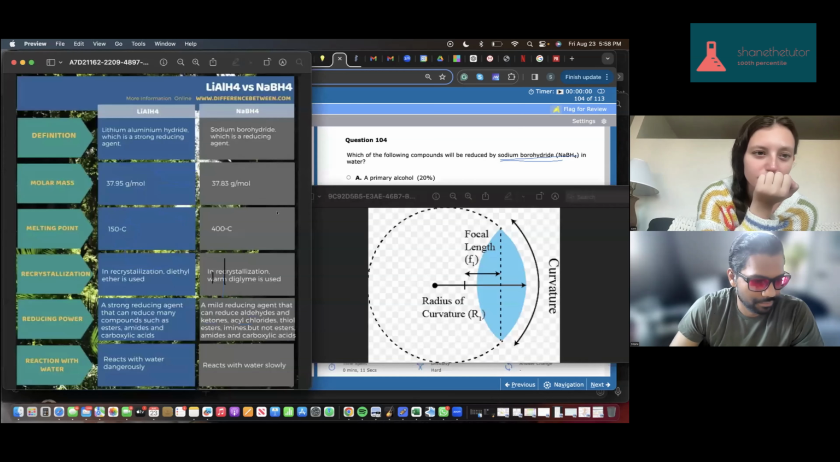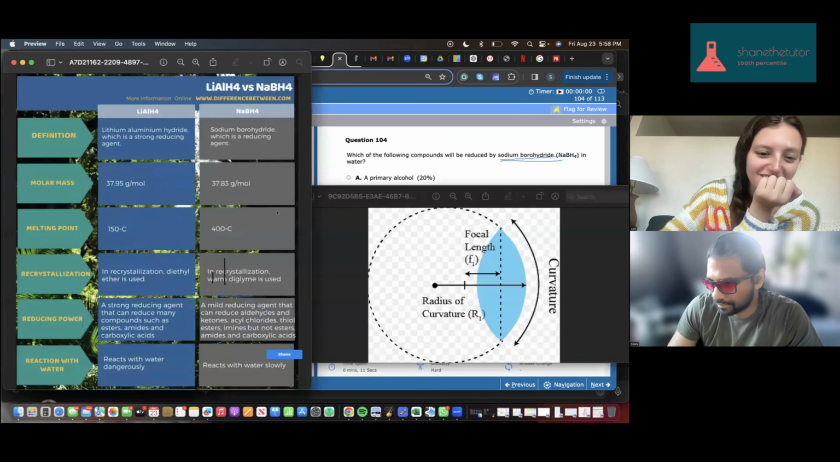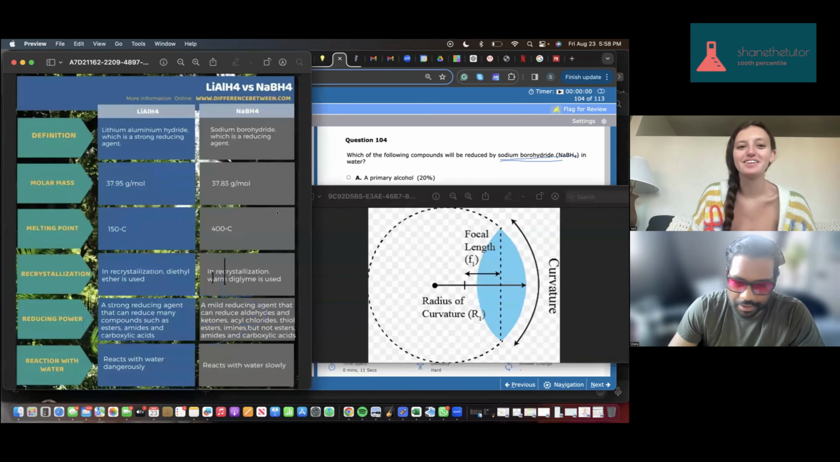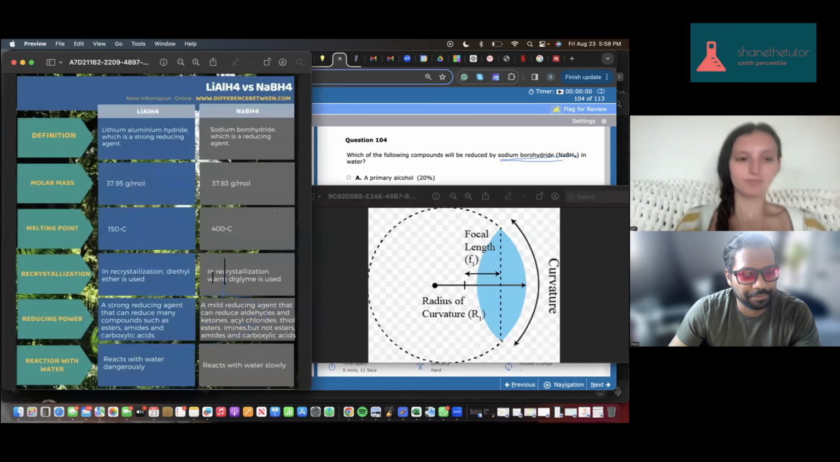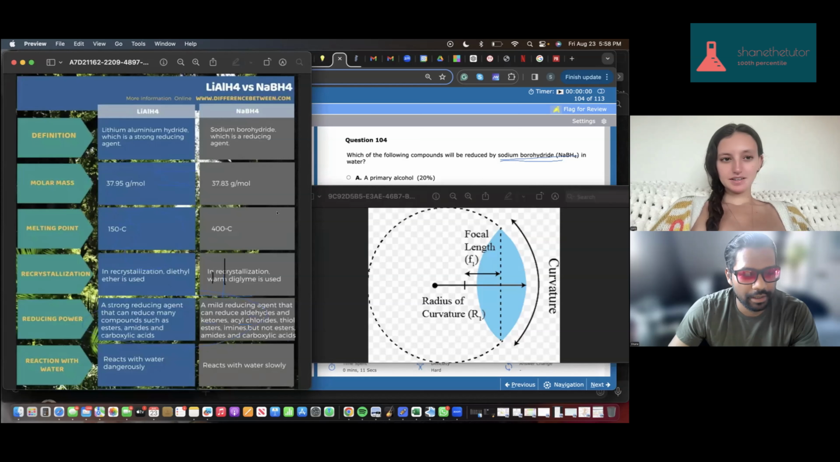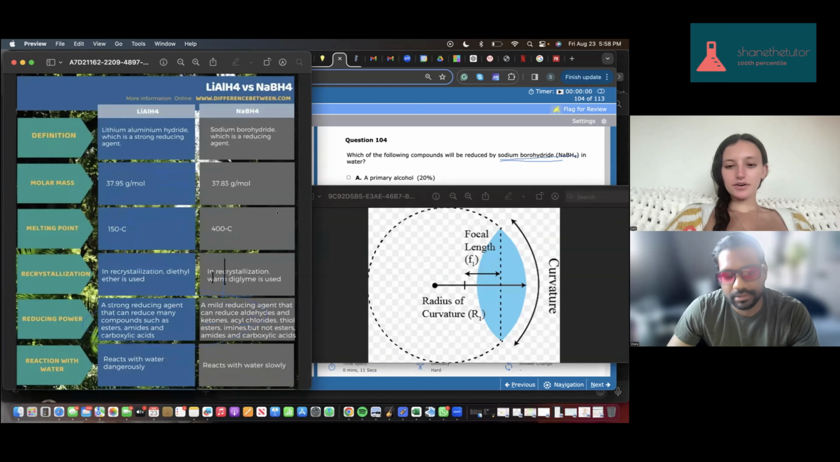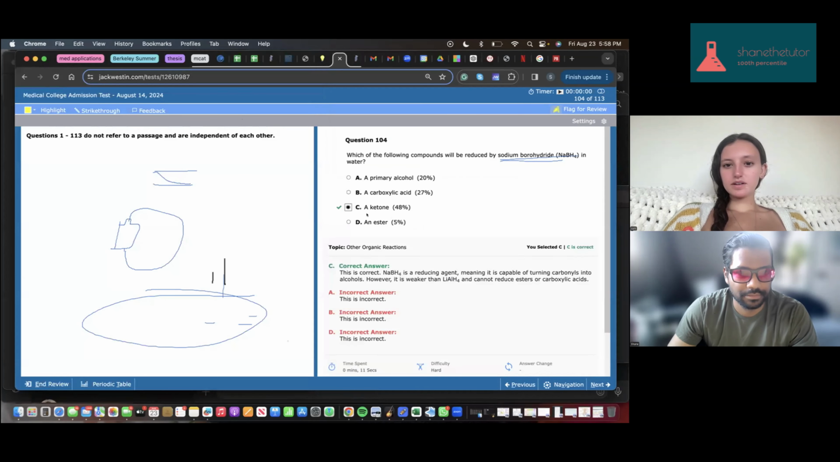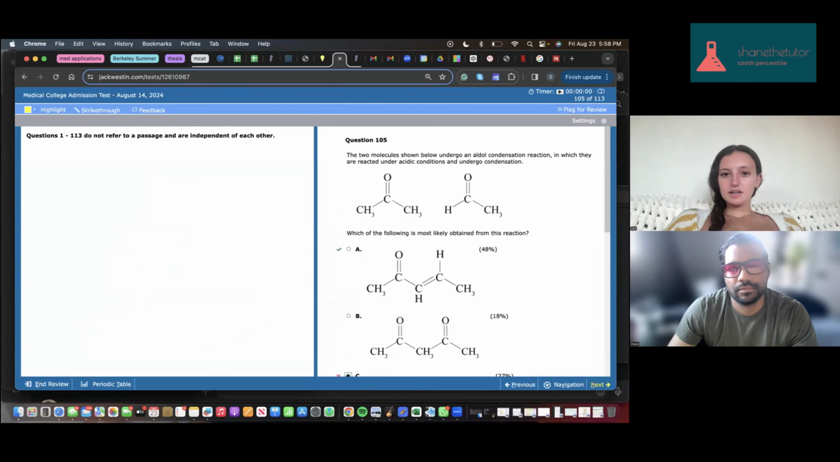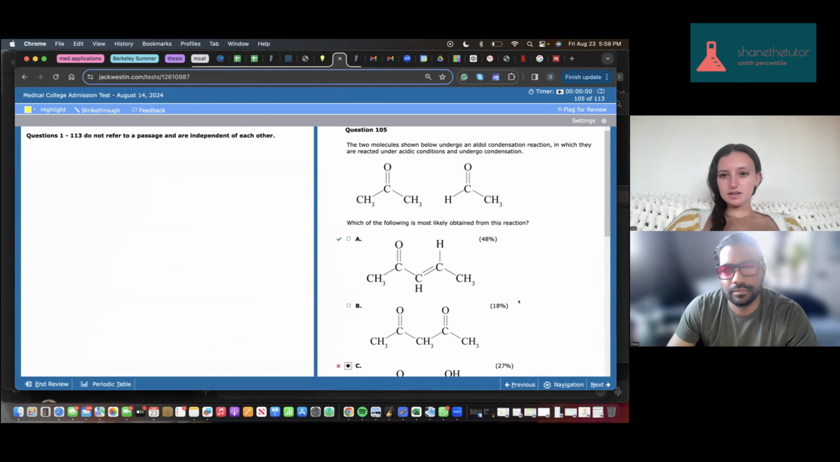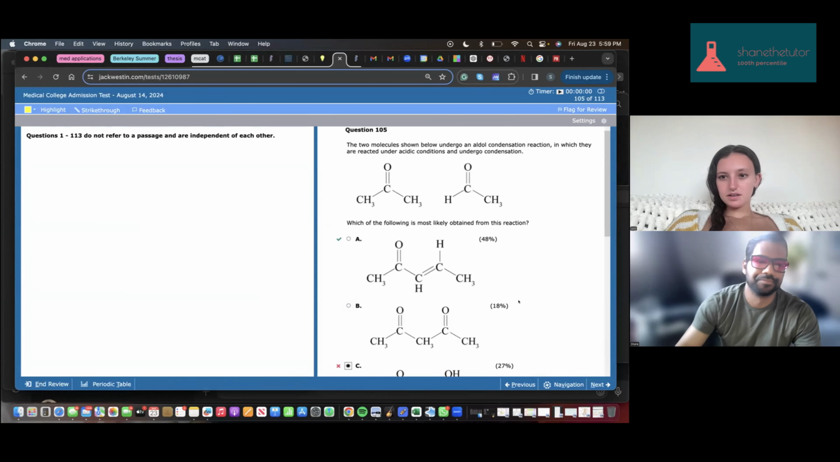Do you think this is a flashcard, or should I make it one? Probably. Okay, sounds good. All right, so leave that open and go back to the problem.